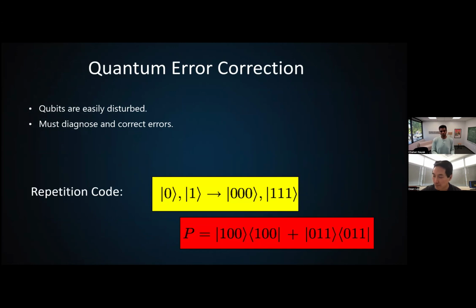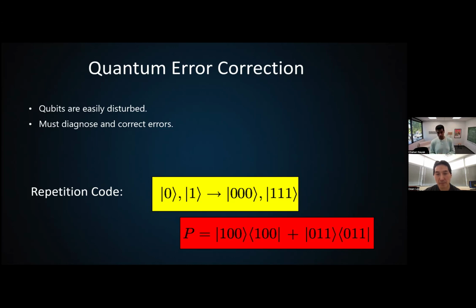Now, just to give you a sense of how this could be done, a very simple thing you can do, which is used in classical error correction as well, is something like the repetition code, in which I would encode a single qubit, which could be 0 or 1, in 3 qubits, either 0, 0, 0 or 1, 1, 1. And then if one of these flips, you could diagnose it, for instance, with a projection operator like this, acting with this projection operator to check if the first one is different from the second and third, without actually measuring what the information is, because that's important in quantum mechanics.